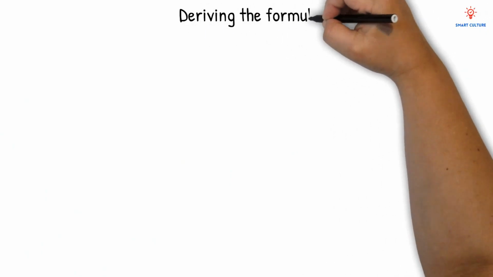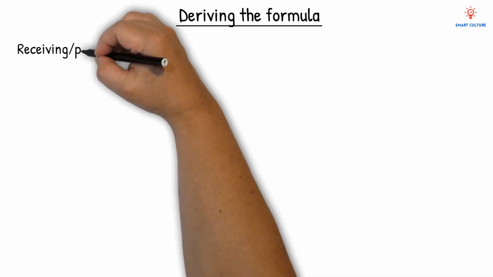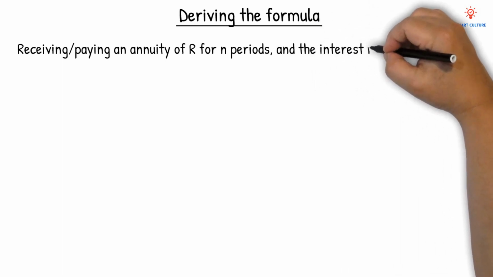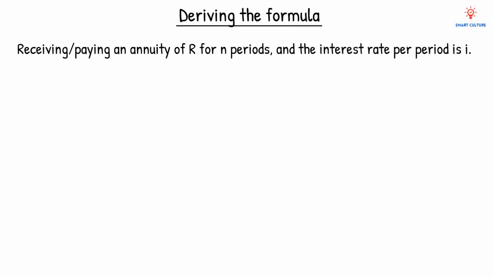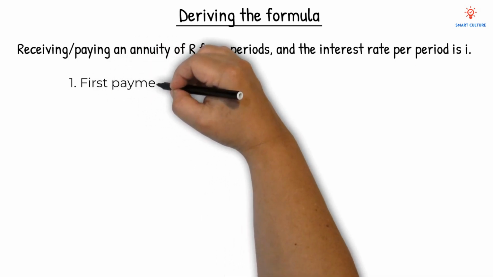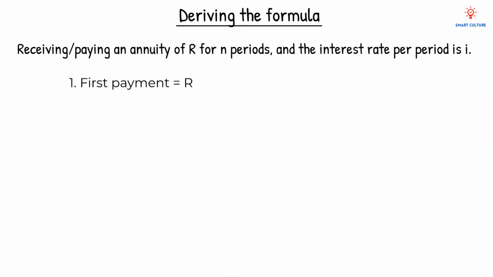The derivation of the present value annuity formula can be understood using the formula of a geometric series. So let's break it down step by step. Suppose you're receiving or paying an annuity of R per period for n periods, and the interest rate per period is equal to I. The present value of the first payment received or made 1 period from now is R.